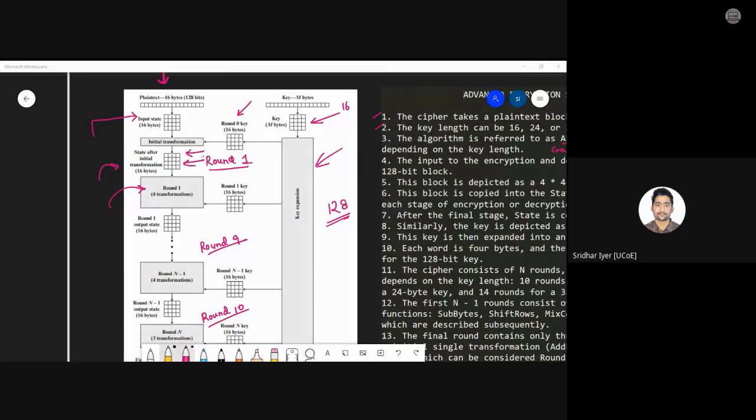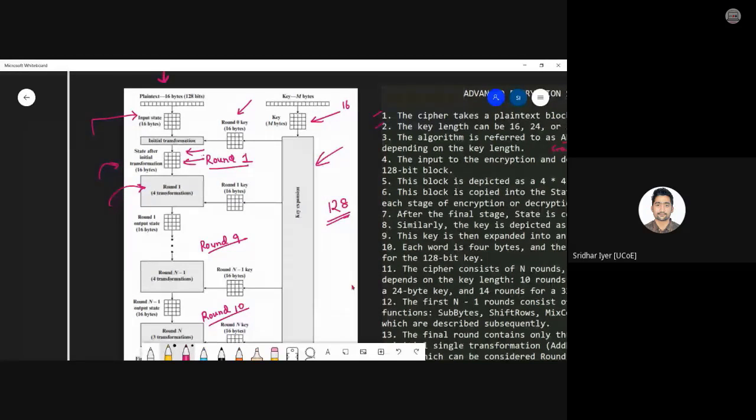Yeah. It is 11. To see carefully, the round 0 key is also extracted from the key expansion function only. So there are 10 rounds, so 10 keys will be required, and an additional round 0 key also. Am I clear? So it will be basically 11 keys that will be extracted from this key expansion function.